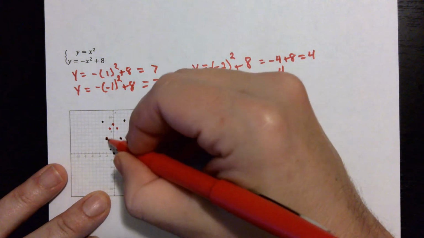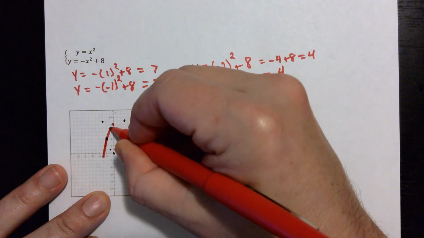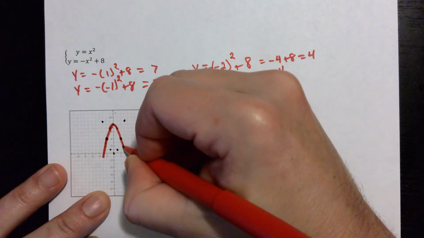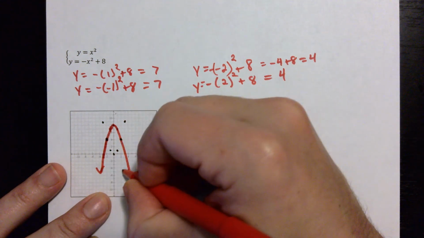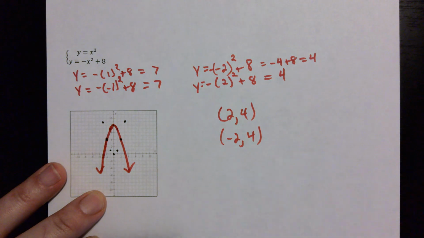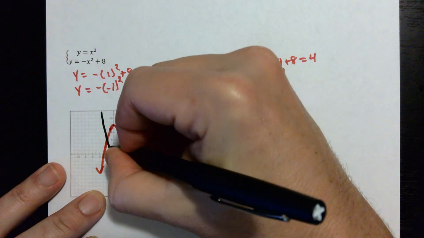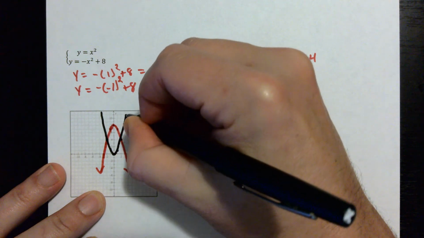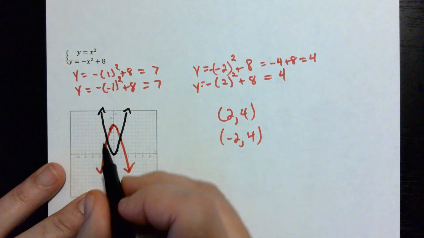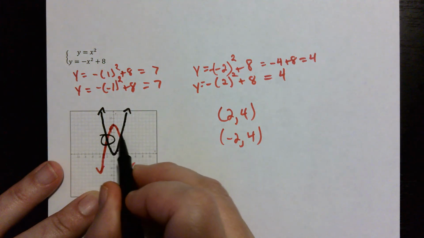We can go ahead and draw those parabolas now. Here's one. And the other one, facing upward, would look like this. Okay, so this is 2, 4, and this is negative 2, 4.